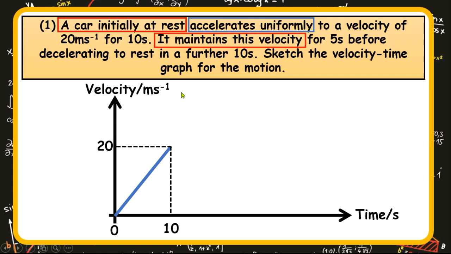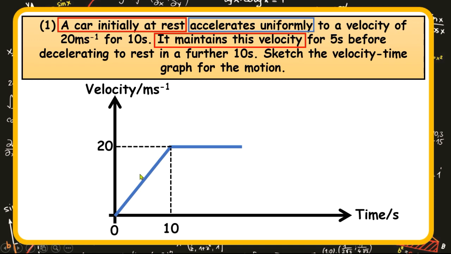The sentence says it maintains this velocity. If a velocity is maintained, it simply means a constant velocity, a uniform velocity. And the graph which corresponds to uniform velocity or constant velocity is this. That is it. So it continues from where you got to or truncated initially. And this maintaining of the velocity was for 5 seconds.